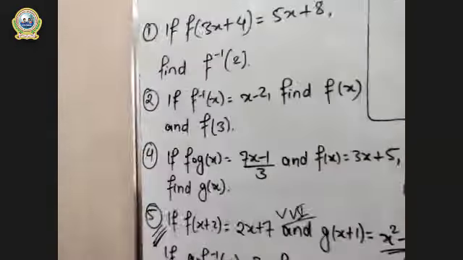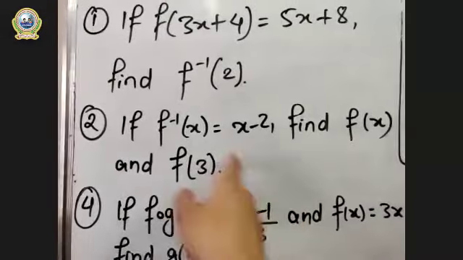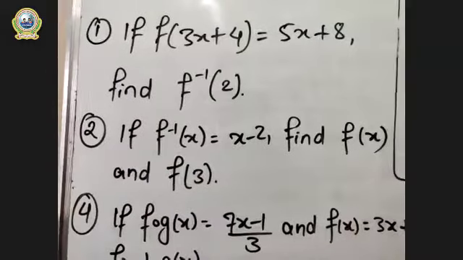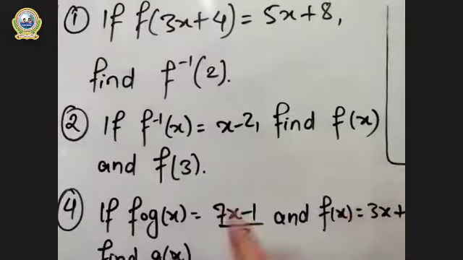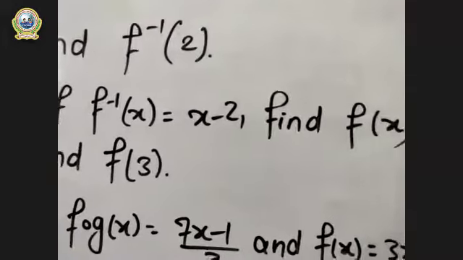Let's do the second question. I want you guys to copy this question. If f inverse x is equal to x minus 2, find f(x) and f(3). While you are copying the question, I think I must rub the board.